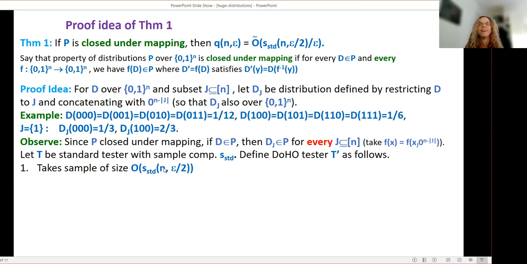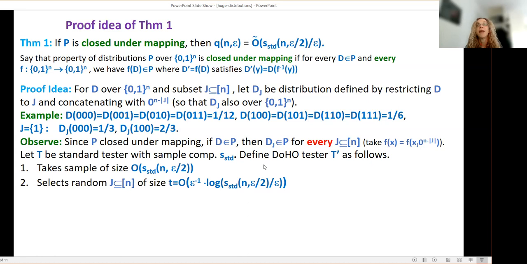I take a sample of a constant times the sample complexity in the standard model with a distance parameter of epsilon over 2. Then T prime selects a random subset of indices of size 1/epsilon times the logarithm of the sample complexity divided by epsilon.